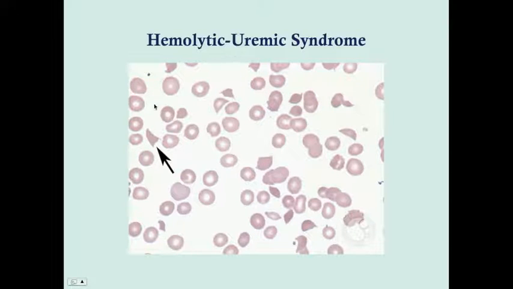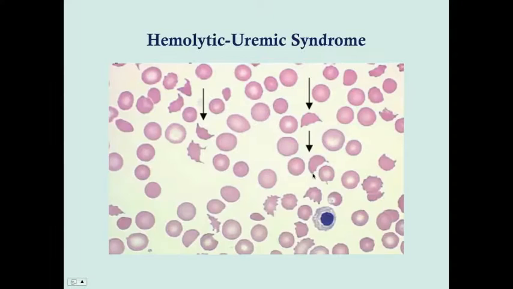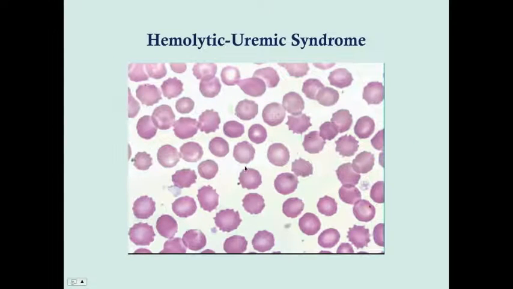So these are schistocytes, and these are just red blood cells that have been damaged through MAHA. These are helmet cells, and it's pretty much the same thing. They're damaged from the microvascular disease. And then these are burr cells here.